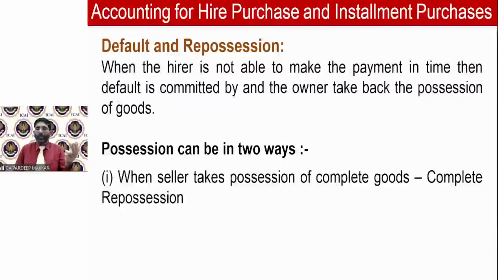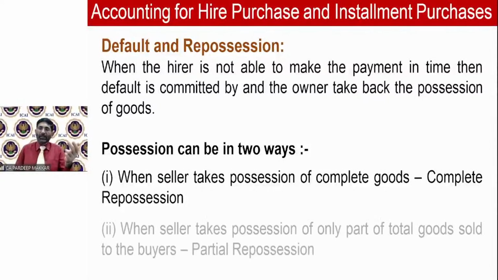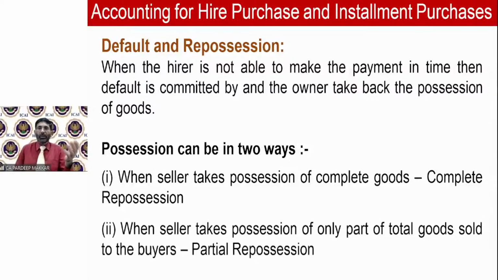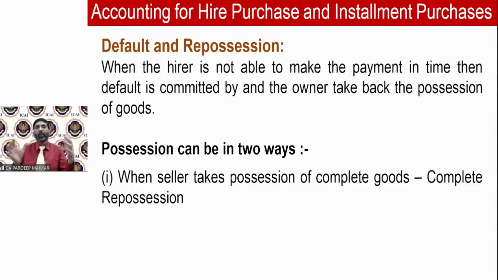So it will be in two ways. One is complete repossession and second is called partial repossession. What is complete repossession? Complete means, whatever goods we have sold to him, we repossess all the goods. Normally, if we have sold only one item, then there is no chance that we are going for any partial repossession. Because if we have sold one laptop to him, we can repossess back only one laptop. We can't repossess part of that particular laptop.